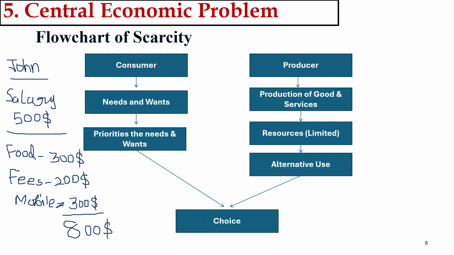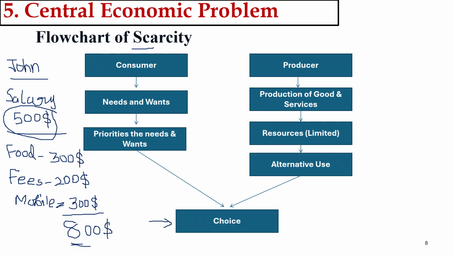So here we can see John is having only $500. He's a consumer. He needs, the needs and wants are more. He needs to buy food, fees and mobile. But to buy all the things, he should have $800. But he is having only $500. So the money or the resources is scarce, less. Here scarcity, it is scarce. So now what Mr. John will do? Mr. John has to make a choice. He has to make a choice.